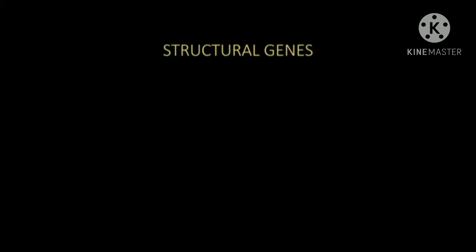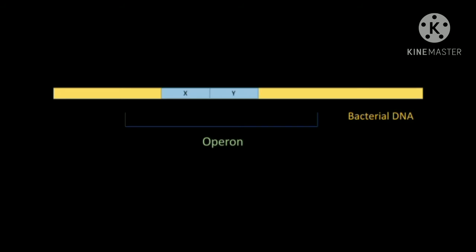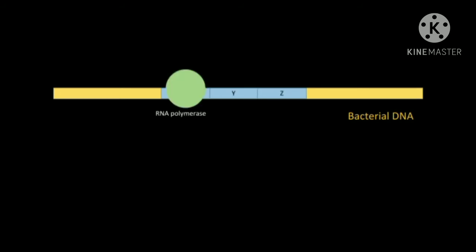First one is structural genes. These are the genes which code for the enzymes. Structural genes are usually seen adjacent to each other. Suppose if this is the bacterial DNA and X, Y, Z are the structural genes, these are seen in the operon region adjacent to each other, so that when RNA polymerase moves from one structural gene to the next, it transcribes all genes into a single mRNA.